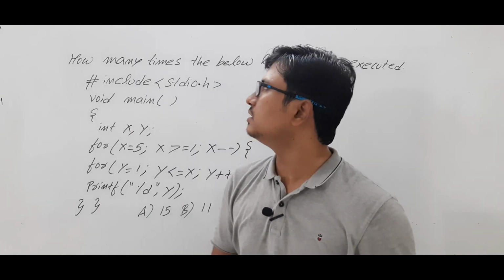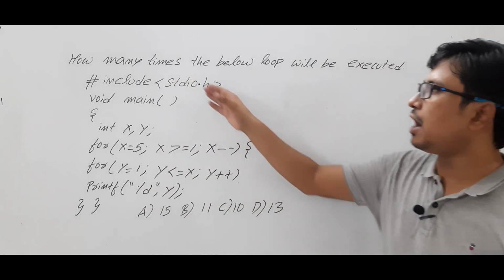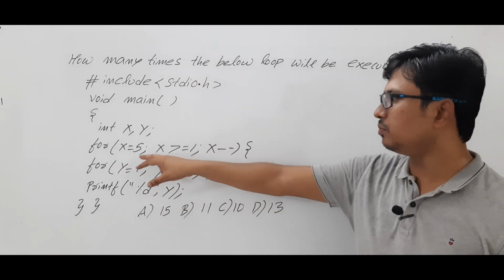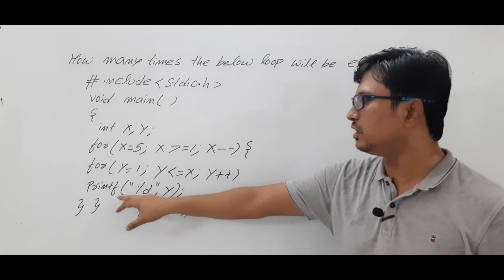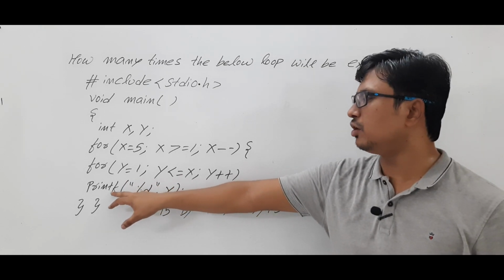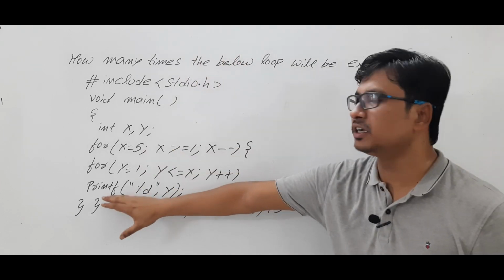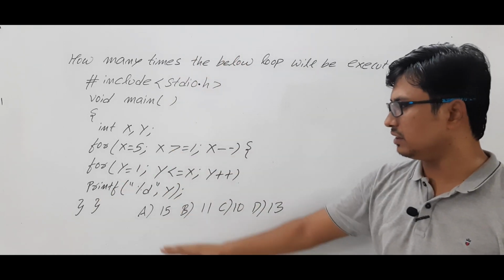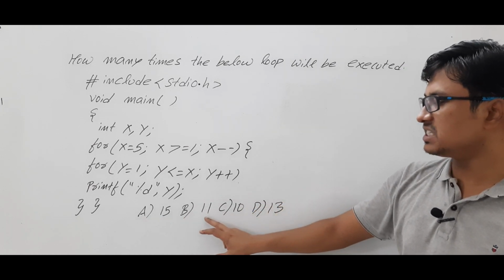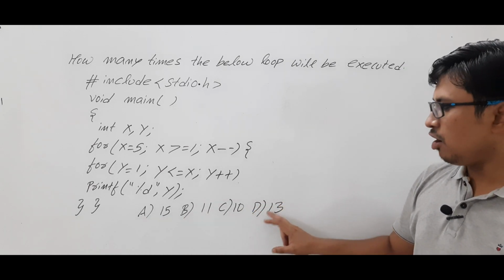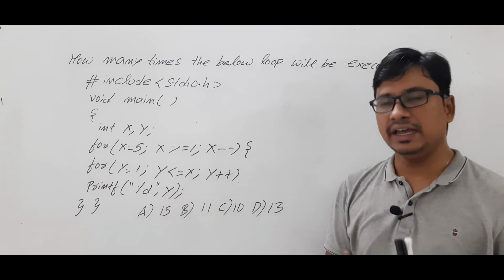Look at the question. How many times will the below loop be executed? They have given a program. In this program, you have an outer loop and inner loop. Inside the inner loop, you have the statement printf("%d", y). So they are asking how many times this printf statement will be executed. They have given four options: option A is 15, option B is 11, option C is 10, option D is 13. So we need to find how many times this statement will be executed.